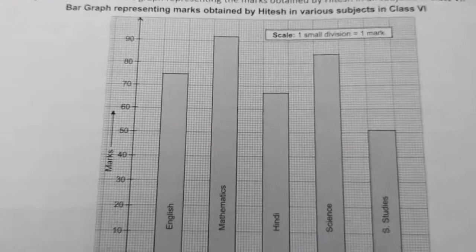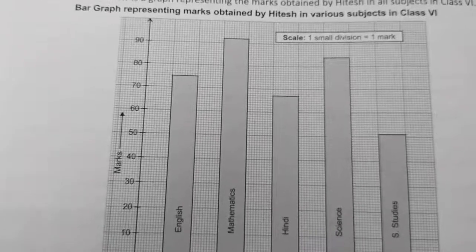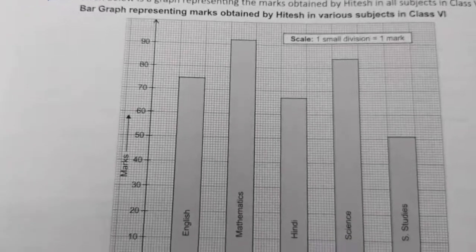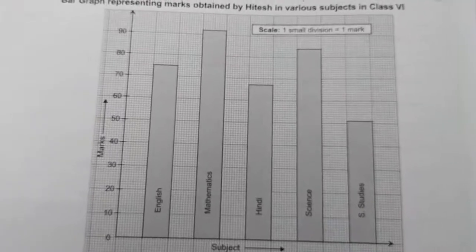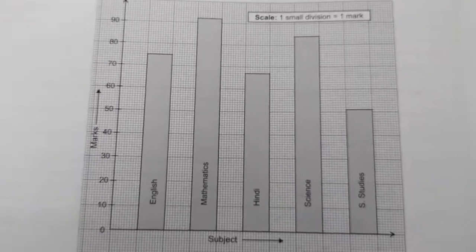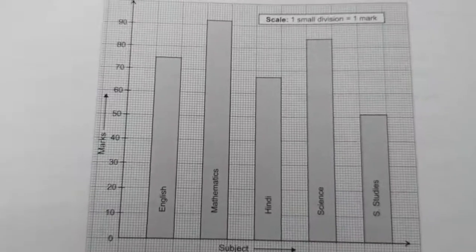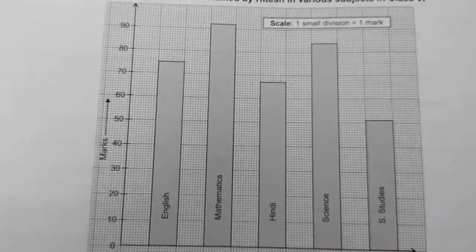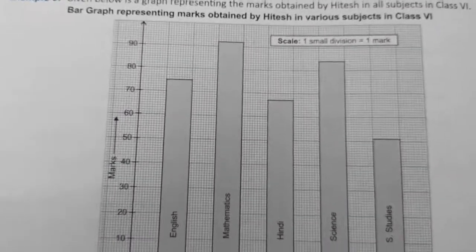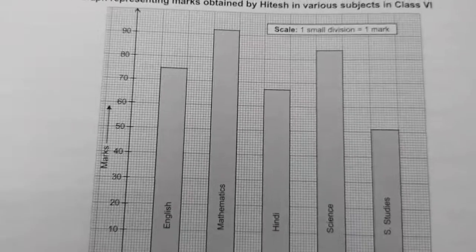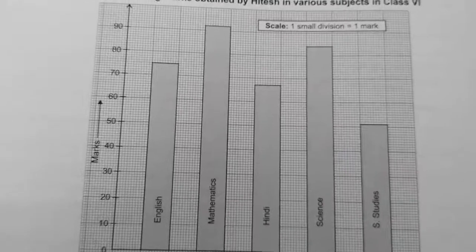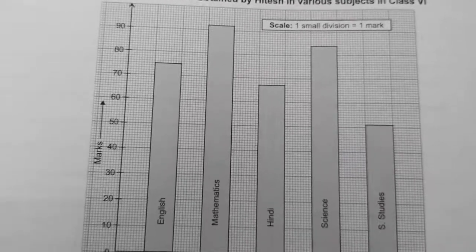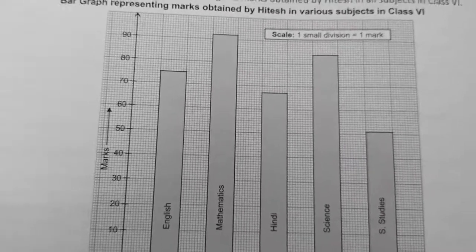By seeing this graph you can observe in which subject he scored. It is easy for the reader to understand the data, in which subject he got more marks. Yes, that is mathematics. The second highest, in which subject did he get? Yes, that is science. Least marks, in which subject did he score? Yes, that is nothing but social studies.